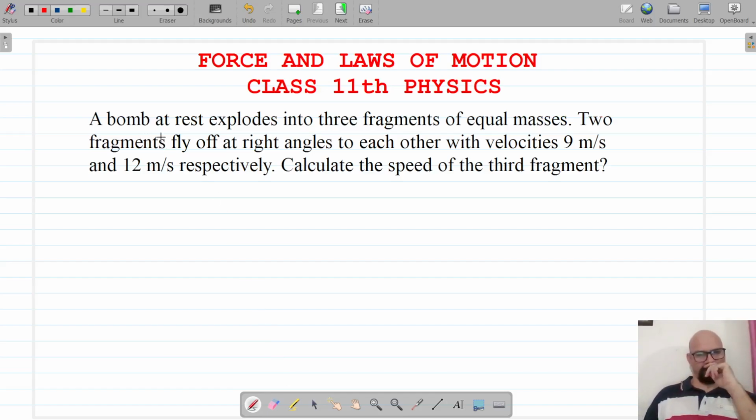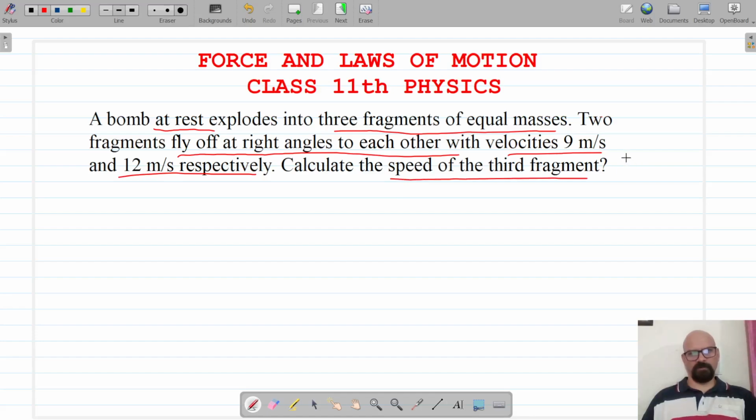Our next question is given that a bomb at rest explodes into three fragments of equal masses. Two fragments fly off at right angles to each other with velocities 9 meter per second and 12 meter per second. We have to calculate the speed of the third fragment. So let's say this is a bomb with mass capital M.